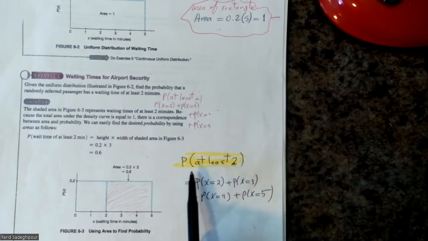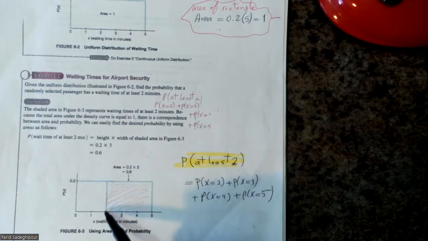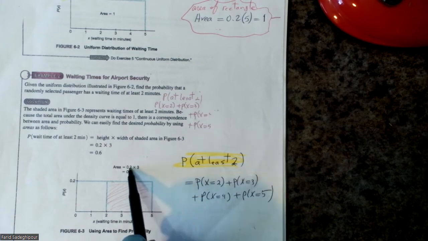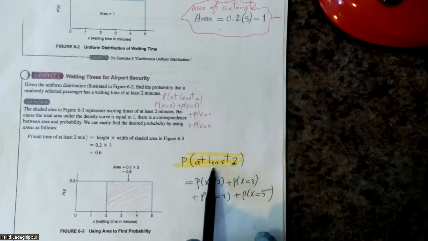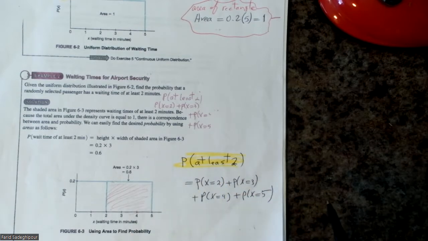the question is, find the probability of at least 2. At least 2 means you go all the way from 2 to 5. So the question is, find this area. From here to here, the distance is 3 and the vertical distance is 0.2. So the area of this rectangle is 0.2 times 3, which is 0.6. So what is the probability of at least 2? The answer is 0.6.